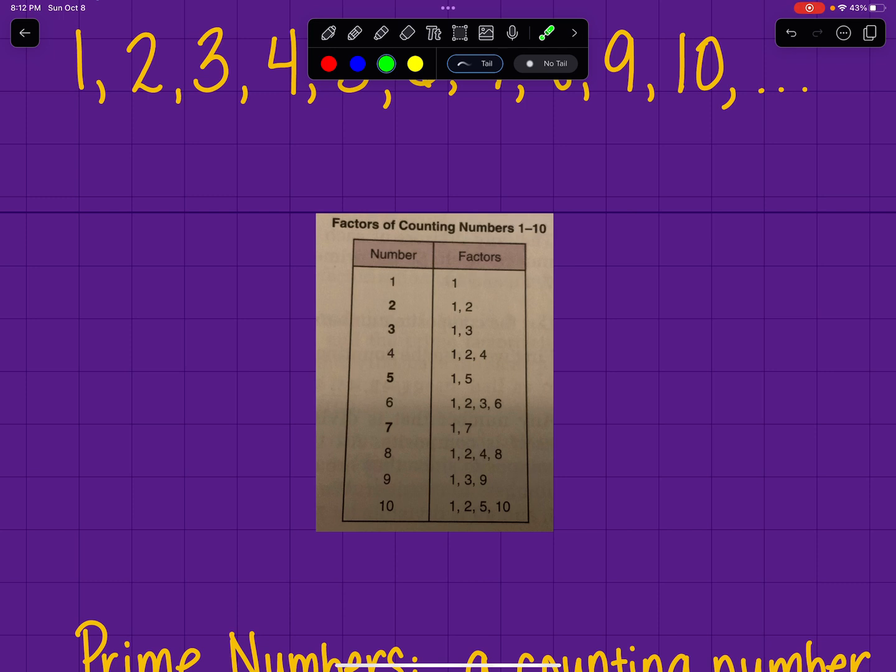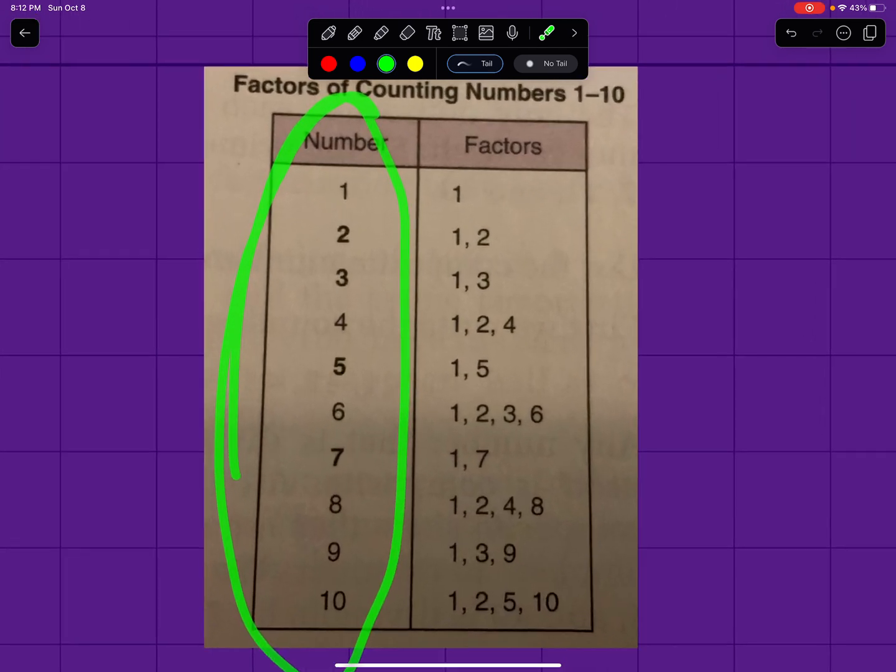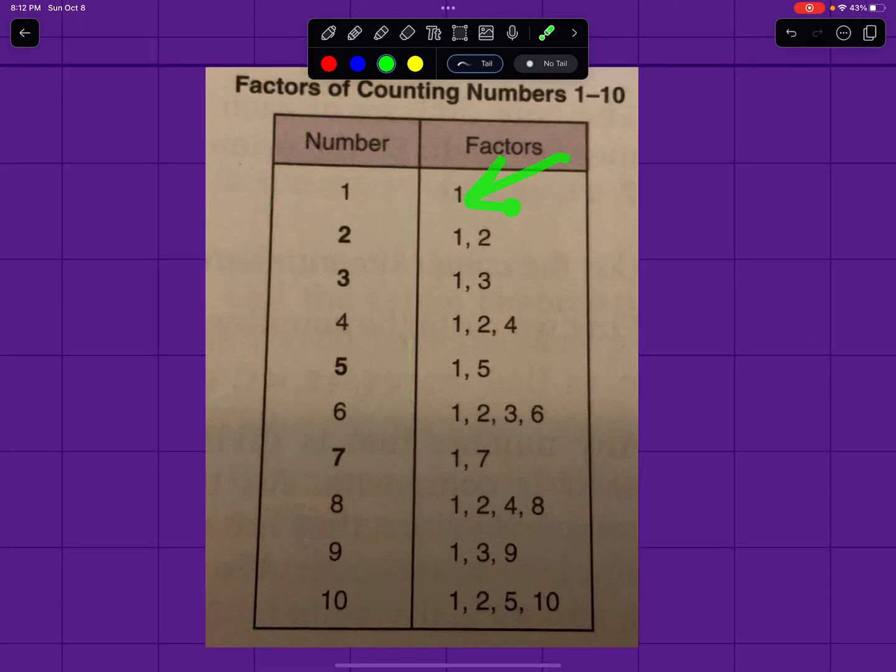So here's some of the factors of the first 10 counting numbers. So look at 1 through 10 right here. The number 1, the only factor is 1. You can only divide it by 1. Number 2, you can divide it by the number 1 and the number 2. 3 is also a prime number because it's divisible only by 1 and itself. But once you get to 4, you're going to start seeing some composite numbers. So 4 is a composite number because you can divide it by 1, you can divide it by 4, but you can also divide it by 2. So that makes it not a prime number, it's a composite number.